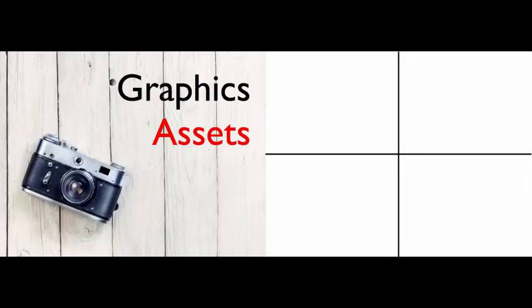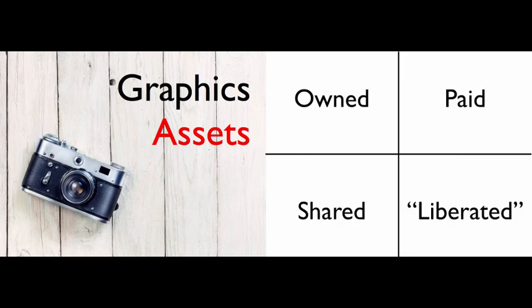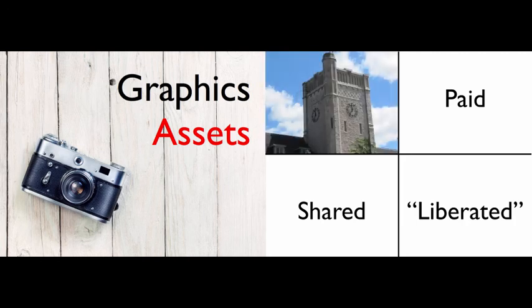Graphic assets. 4 places you can get them. You can own them, buy them, share them, or liberate them. And liberation is sort of a last resort. So here's a picture of the clock tower on Johnston Hall, University of Guelph. I took it myself. I own it. I can do with it what I want.